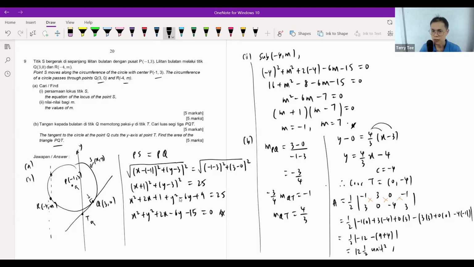The thing is, we can treat it like a modulus because your area cannot be negative. If you choose the clockwise direction, it's going to be negative. If you choose the anti-clockwise direction, if I choose PTQ, I'm going to get positive. PQT is going to be negative, but it doesn't matter. Since area is always positive, we just take the answer as positive 12.5. Okay.